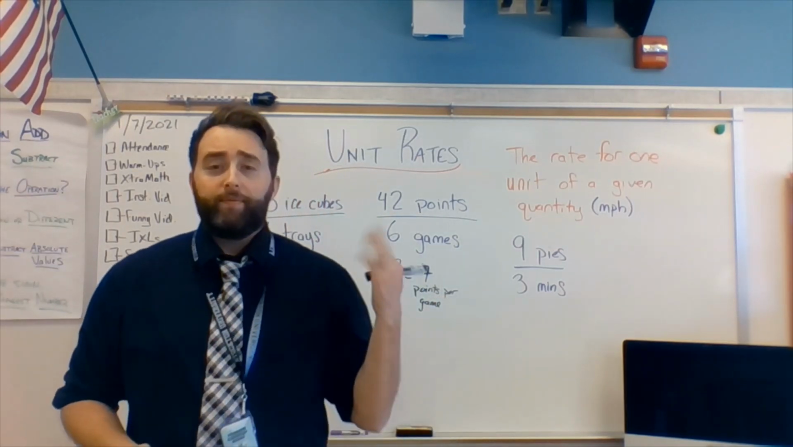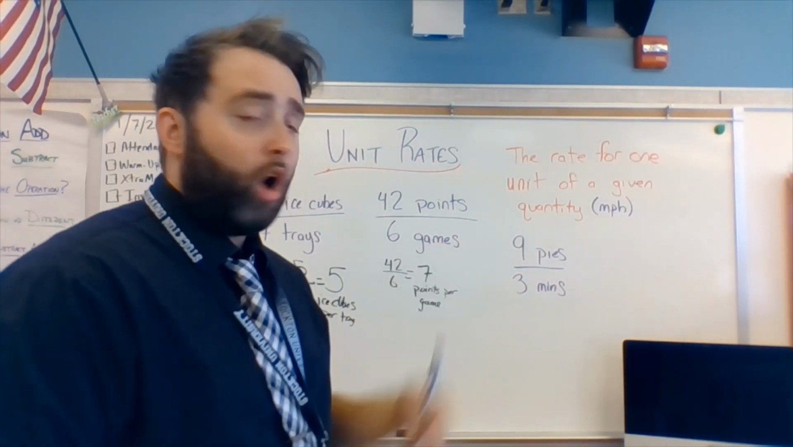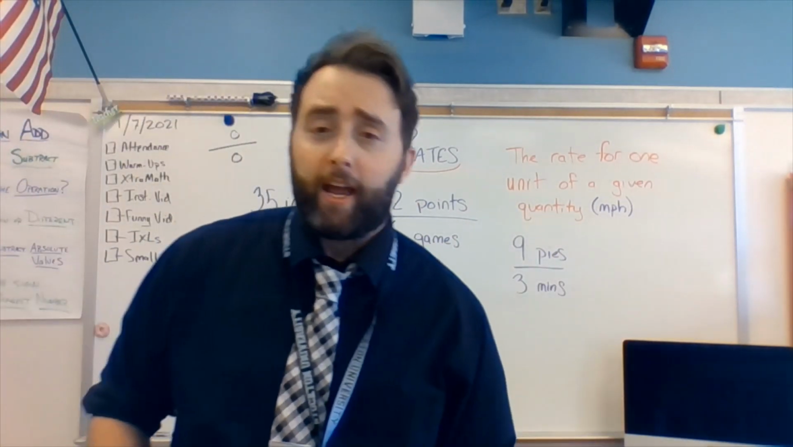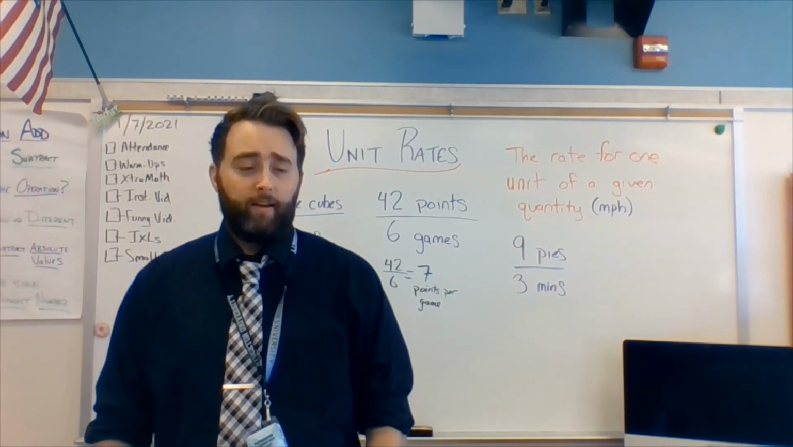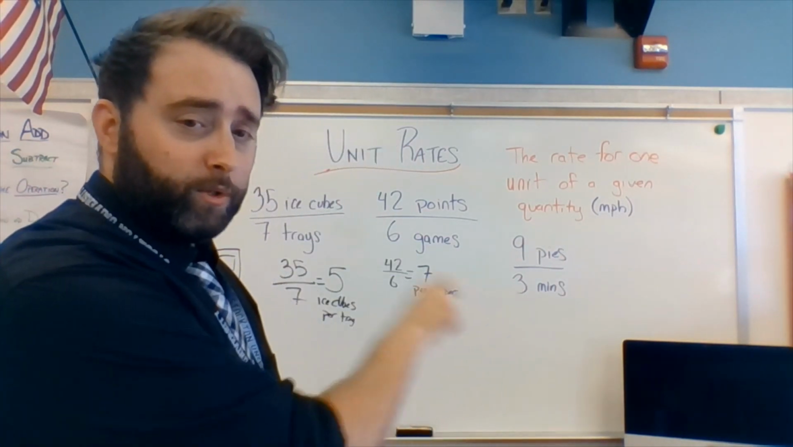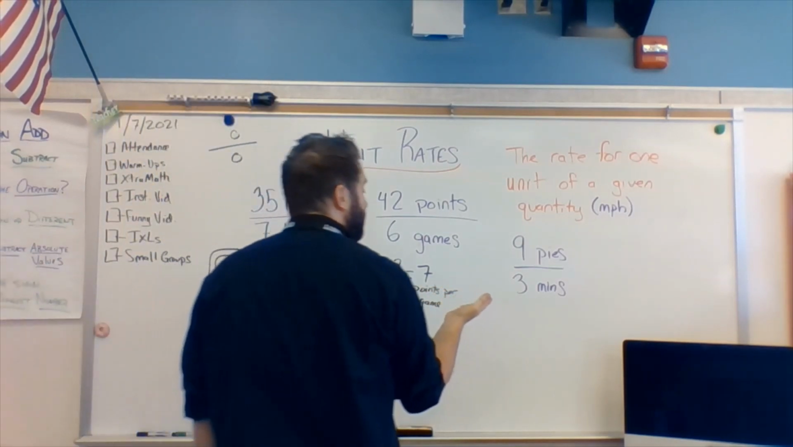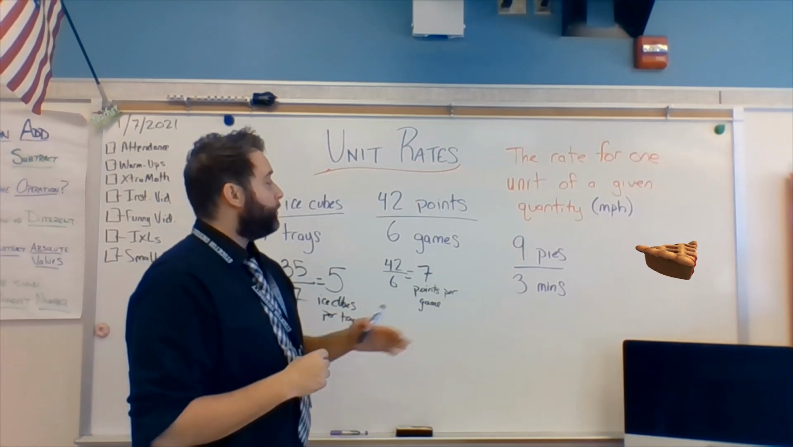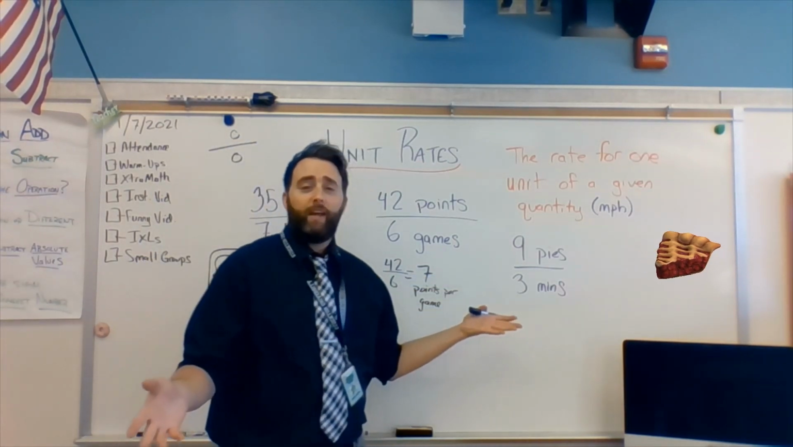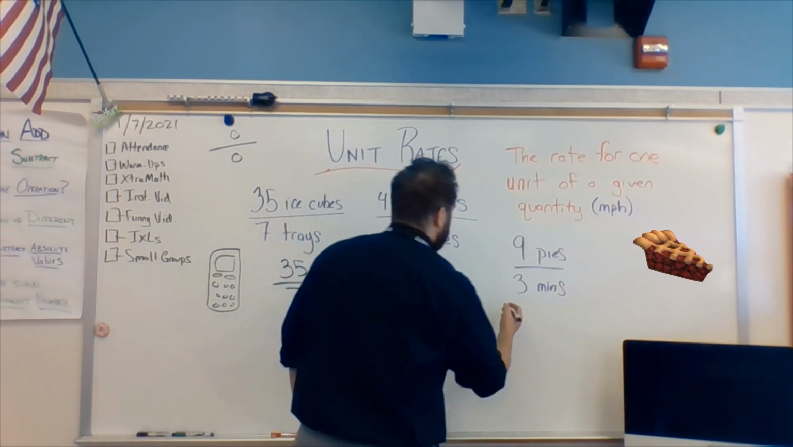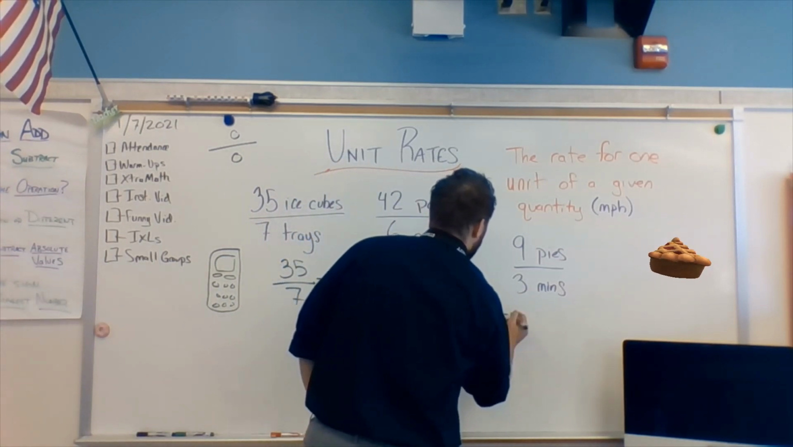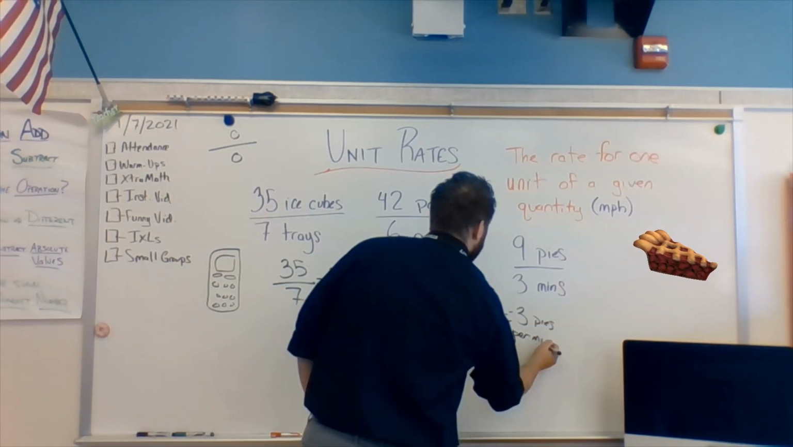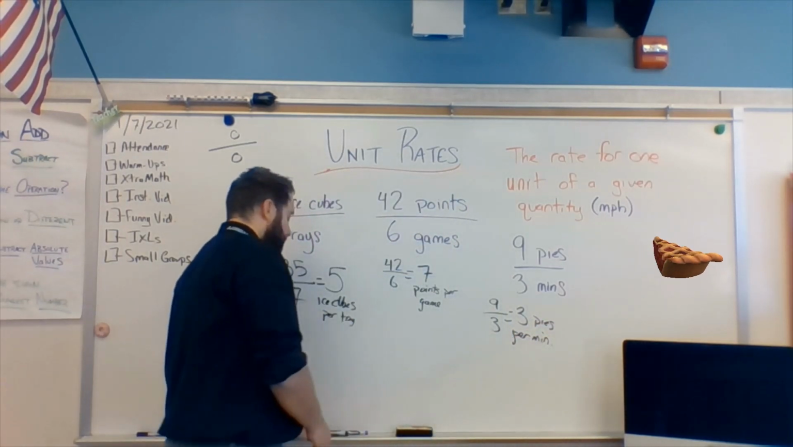A lot of you will see this in sports stats: yards per game, yards per catch, points per game, rebounds per game, stuff like that. Last one, this one's pretty easy. You go to a pie eating contest. They have mini pies. You eat 9 pies in 3 minutes. How many pies per minute did you eat? This one's fairly simple. 9 divided by 3. You ate 3 pies per minute.